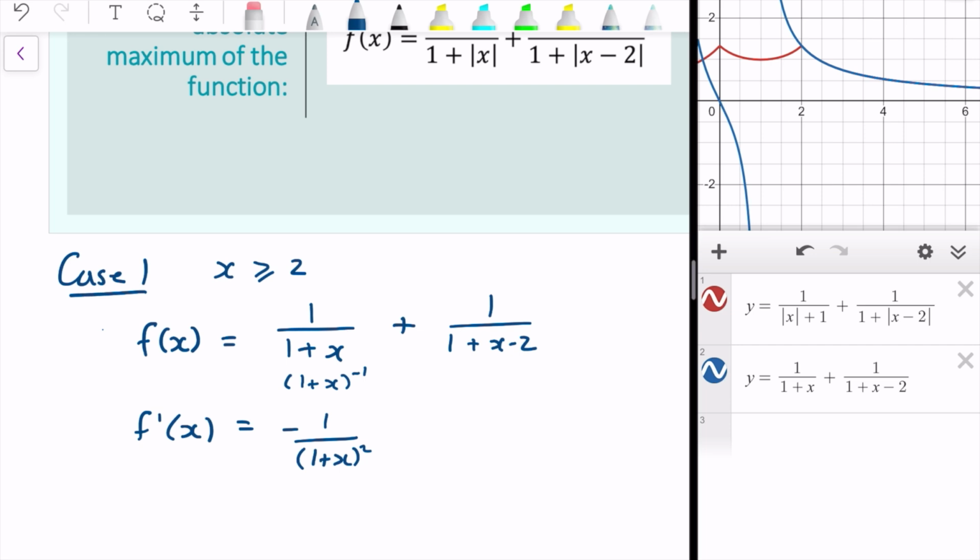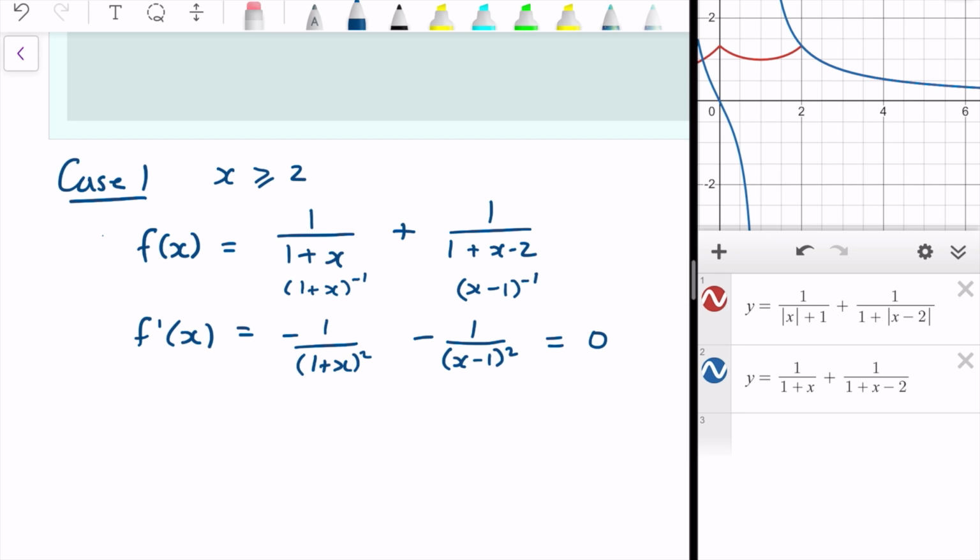The other one is 1 plus x minus 2, which simplifies to x minus 1, so it's x minus 1 to the negative 1, which will differentiate to minus 1 over x minus 1 all squared, and we want to make that equal to 0.